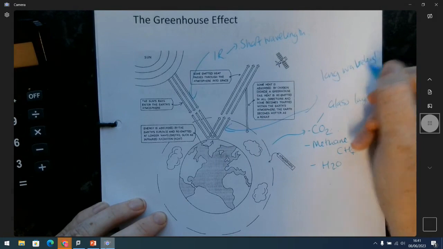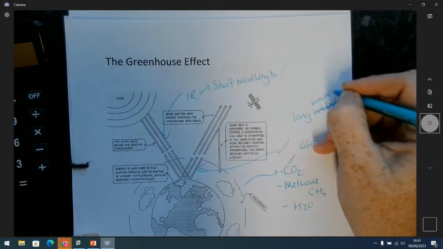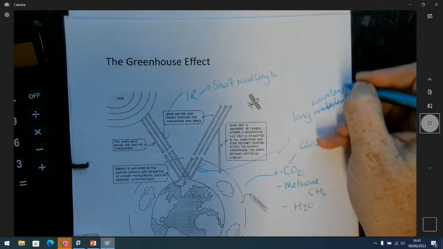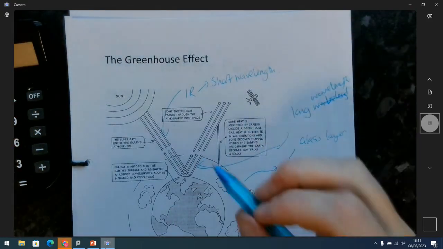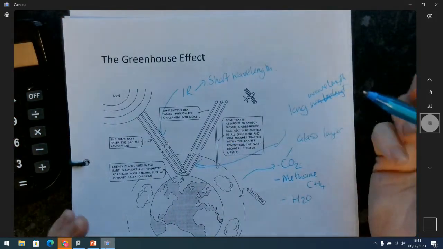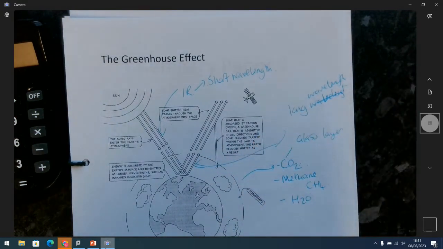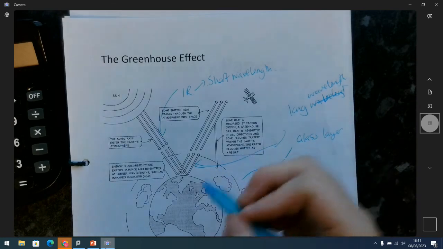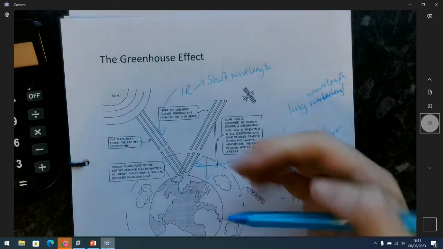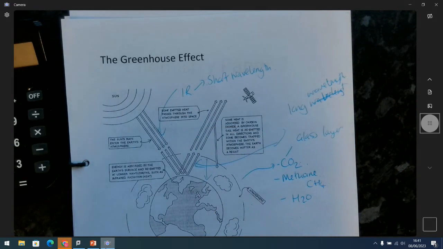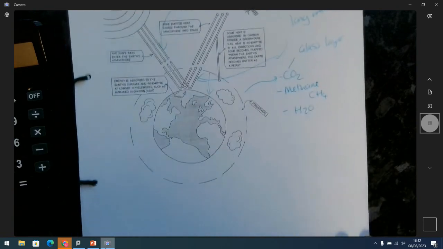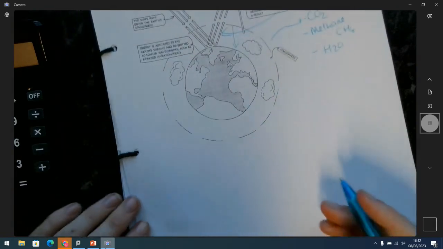Long wavelengths of infrared are then reflected. Now, long wave infrared radiation cannot pass through the greenhouse gases as easily. Essentially they re-radiate, so bounce back down that infrared radiation, which then leads to the warming effect, global warming. So we're going to talk about that now.